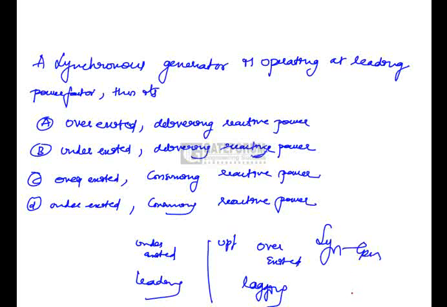Motor characteristics are quite reverse. In the under excited zone the motor will have lagging reactive power, whereas overexcited it has leading reactive power. Now this generator is operating at leading power factor, that means it falls into the under excited zone. So option A and option C can be eliminated.